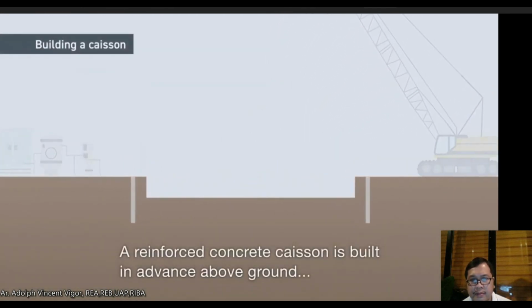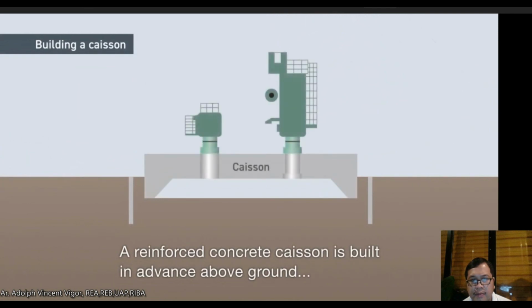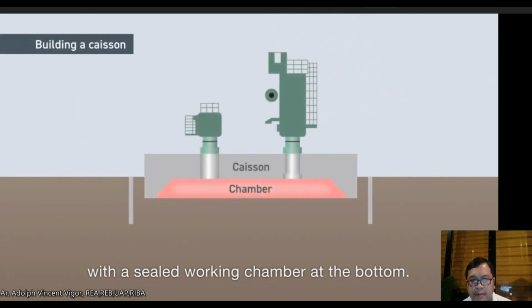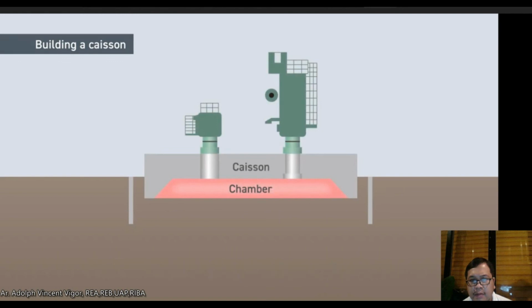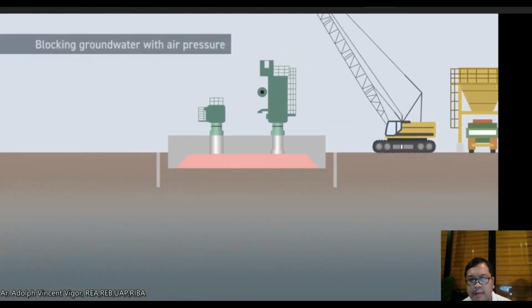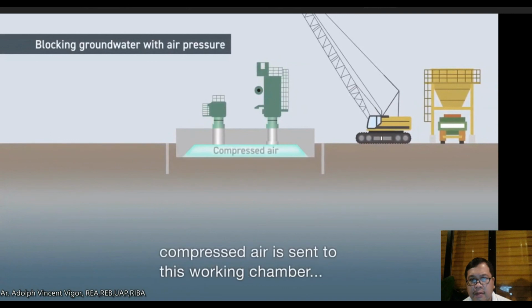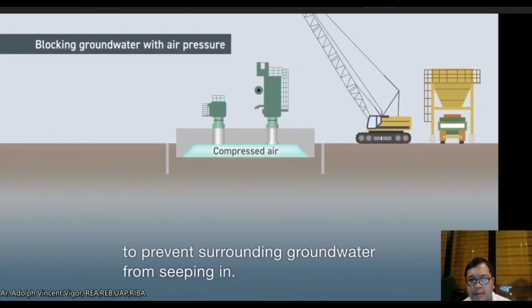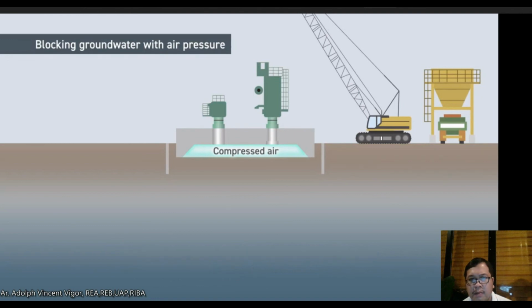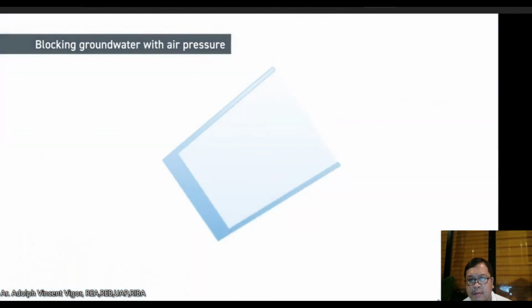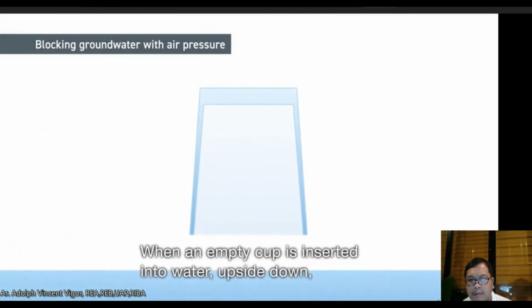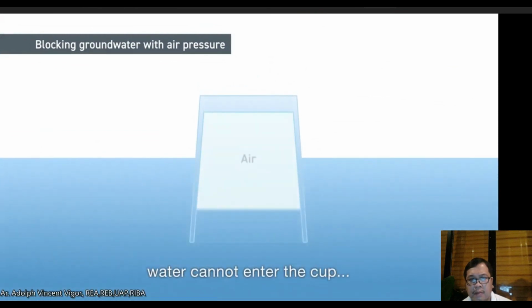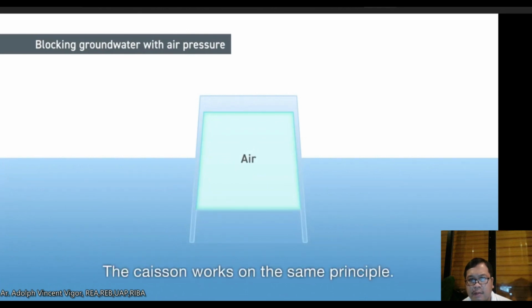A reinforced concrete caisson is built in advance above ground with a sealed working chamber at the bottom. During the excavation work, compressed air is sent to this working chamber to prevent surrounding groundwater from seeping in. When an empty cup is inserted into water upside down, water cannot enter the cup due to air pressure. The caisson works on the same principle.